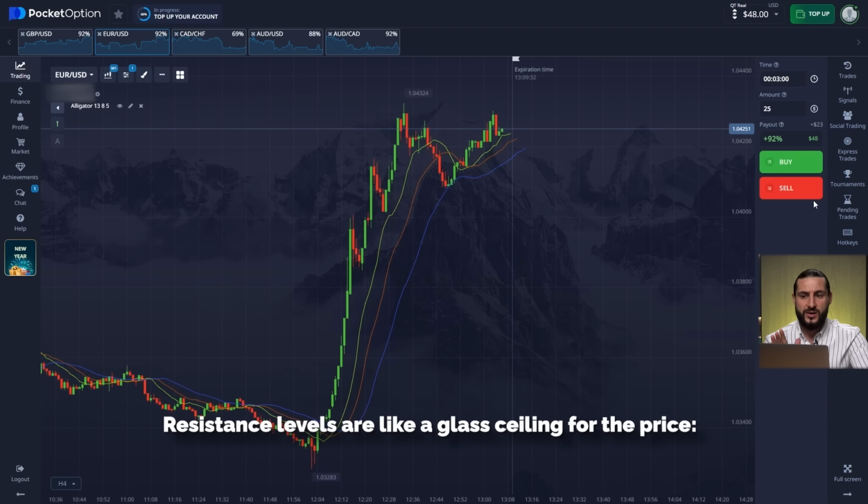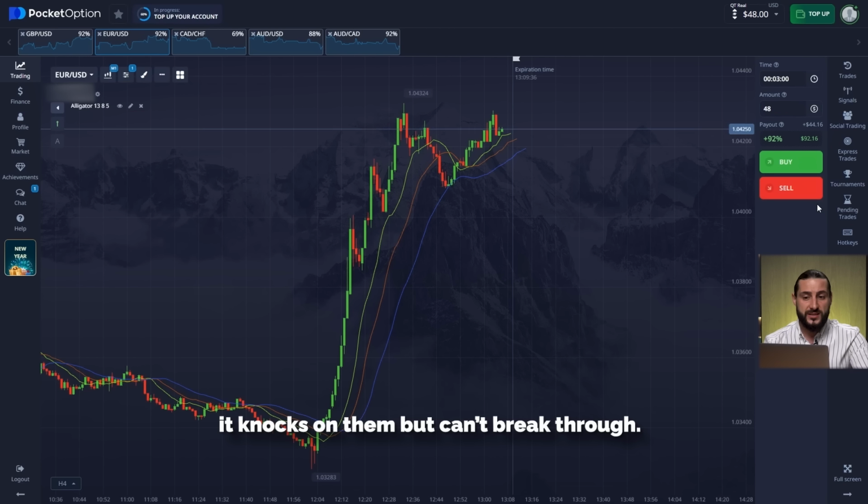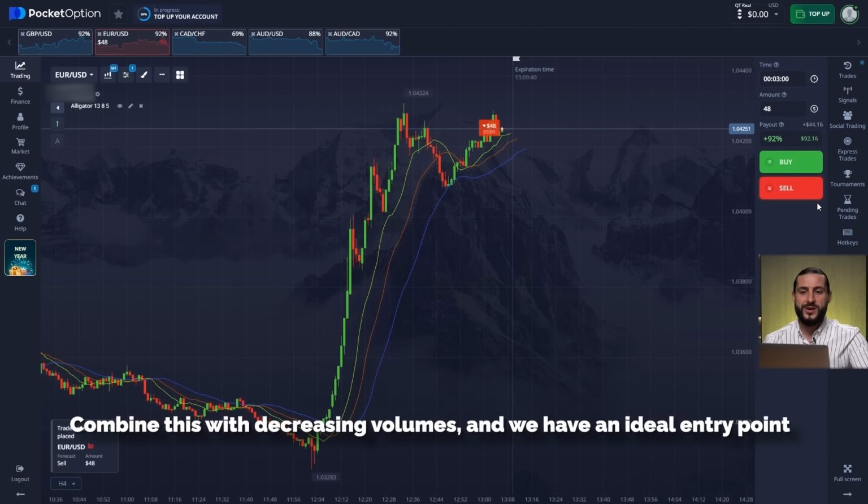Resistance levels are like a glass ceiling for the price. It knocks on them but can't break through. Combine this with decreasing volumes and we have an ideal entry point.